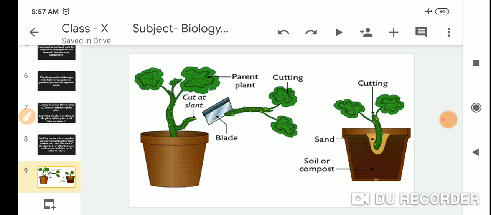So dear students, look at this picture. The cutting is taken from the branches of the parent plant, and the cutting is placed in sand and soil or compost. So, soil or compost, sand and the cutting part.